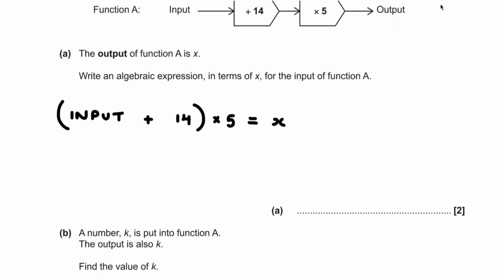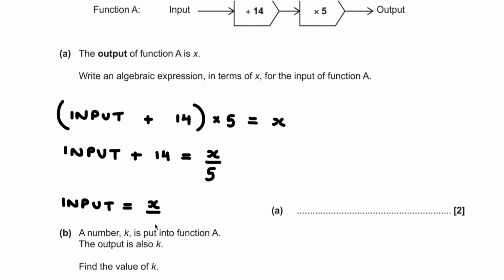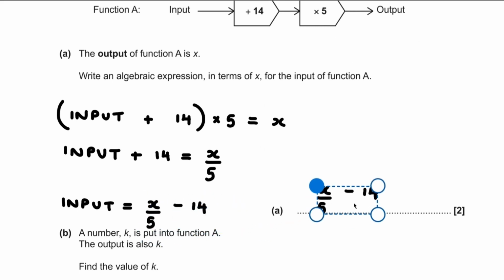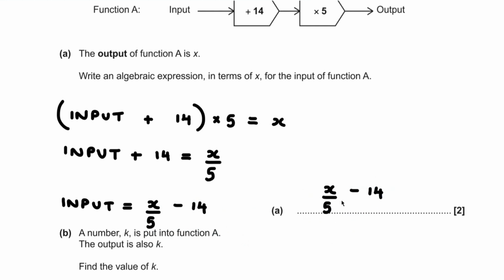So I've got input plus 14 equals x over 5. So my input equals x over 5 subtract 14. So what's my expression? Well, my expression is x over 5 subtract 14.